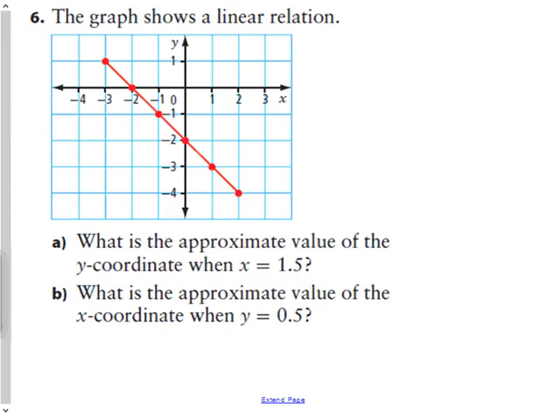Question 6, the graph shows a linear relation. What's the approximate value of the y coordinate when x is 1.5? So when x is 1.5, that's right there. Go down until it meets. We'd say y is approximately, or equal sign with a dot above it, negative 3.5. And when y is 0.5, what's the x value? The x value would be roughly negative 1.5. An equal sign with a dot above it means approximately equal to.